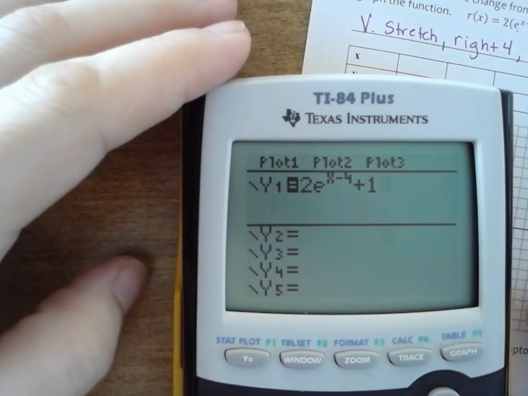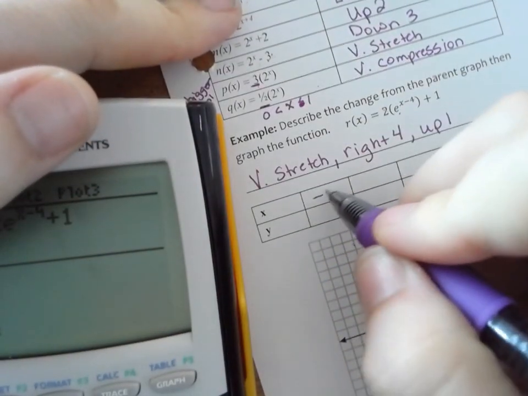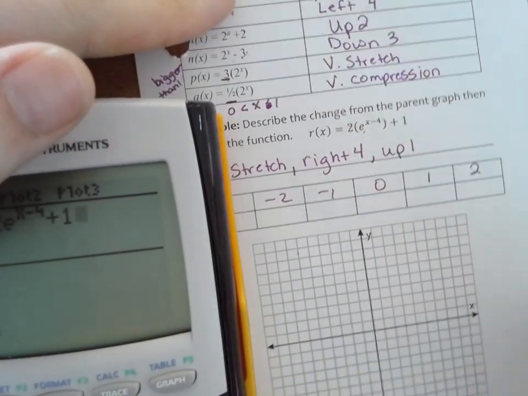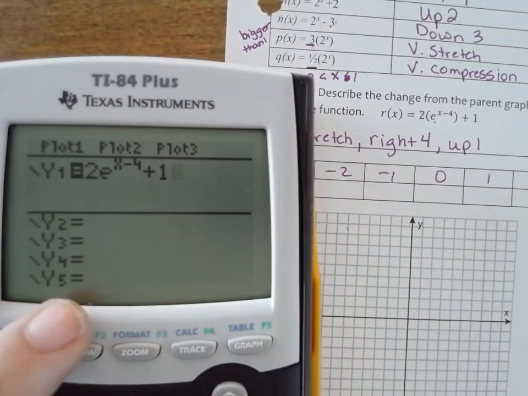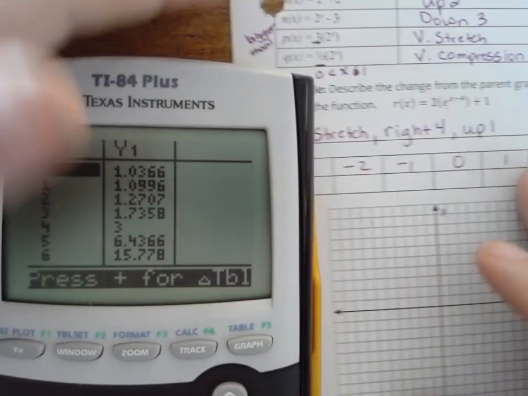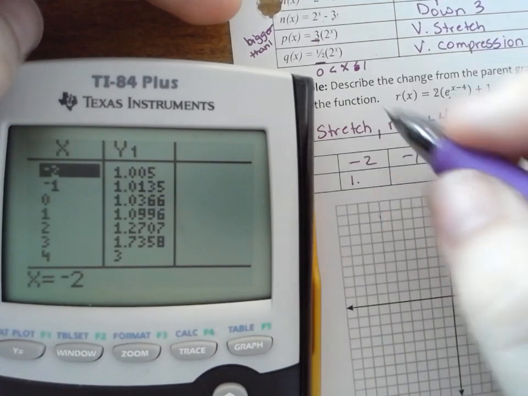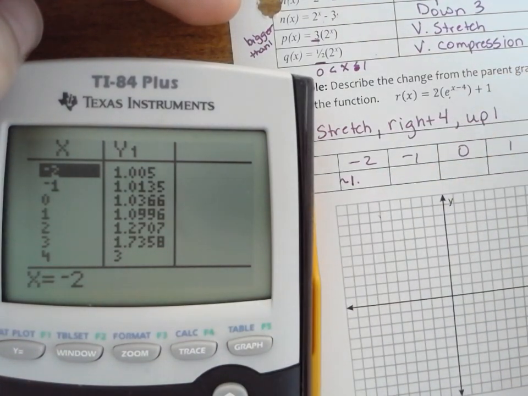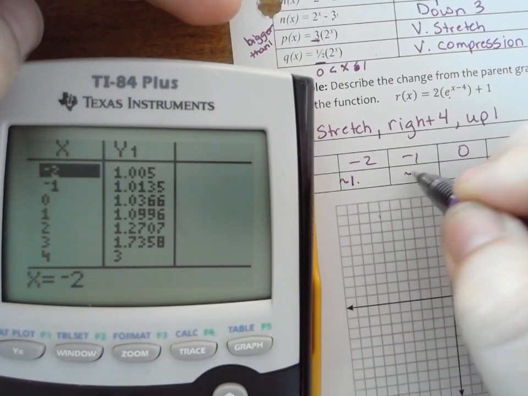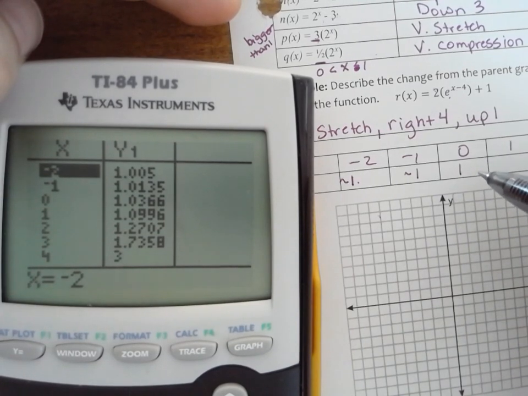I'm going to choose just a few values. I like to pick a couple of negative ones, always include 0 to see what's happening there, and a few positive ones. After I've typed that in, I can go to second graph, and at negative 2, that's about 1. At negative 1, it's about 1. At 0, it's about 1. So not a lot of interesting stuff happening here.